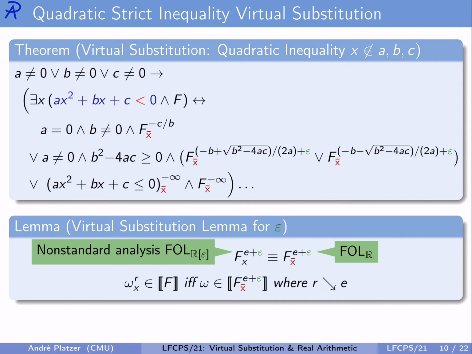So in other words, the formula f is true in a state where we replace the value of x with a value r that is converging to e from the top, getting closer and closer to e, if and only if the right-hand side formula is true in the original state. So this is a virtually substituted one, where we pretend to substitute e plus this impossible infinitesimal into it.